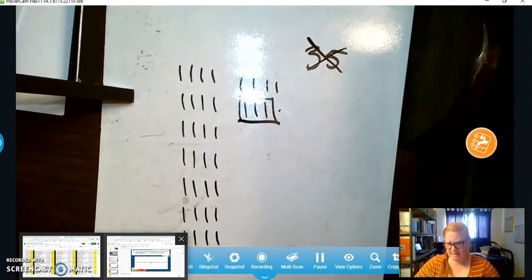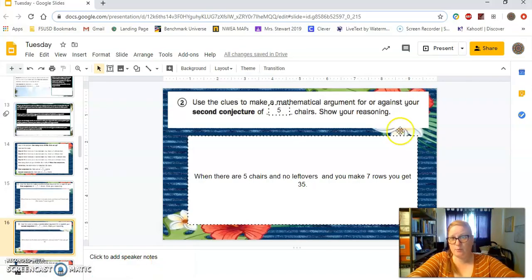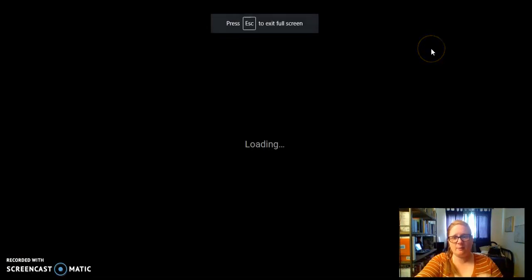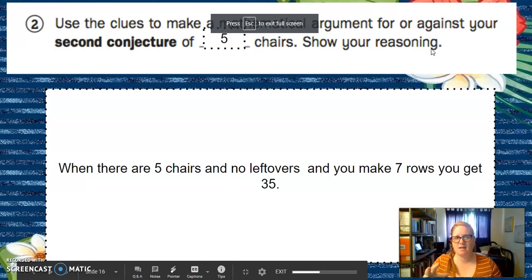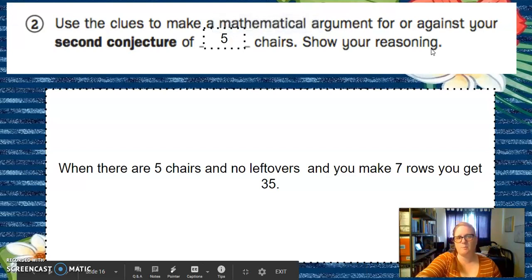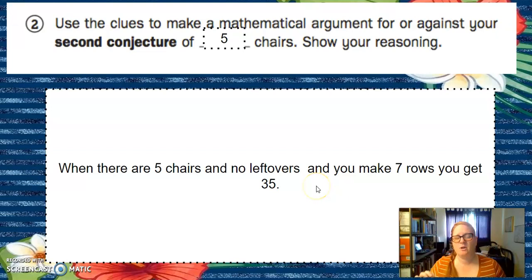And I think that this student was only using clue D as their proof. So now we know that we need to check all of each of the clues. When we have a guess for how many total chairs, we need to check each of the clues to make sure that it fits each one.